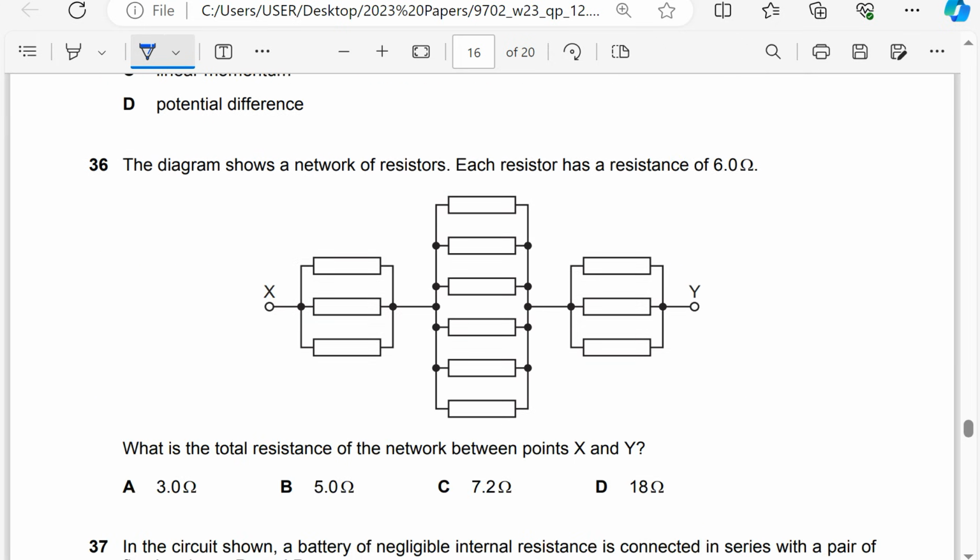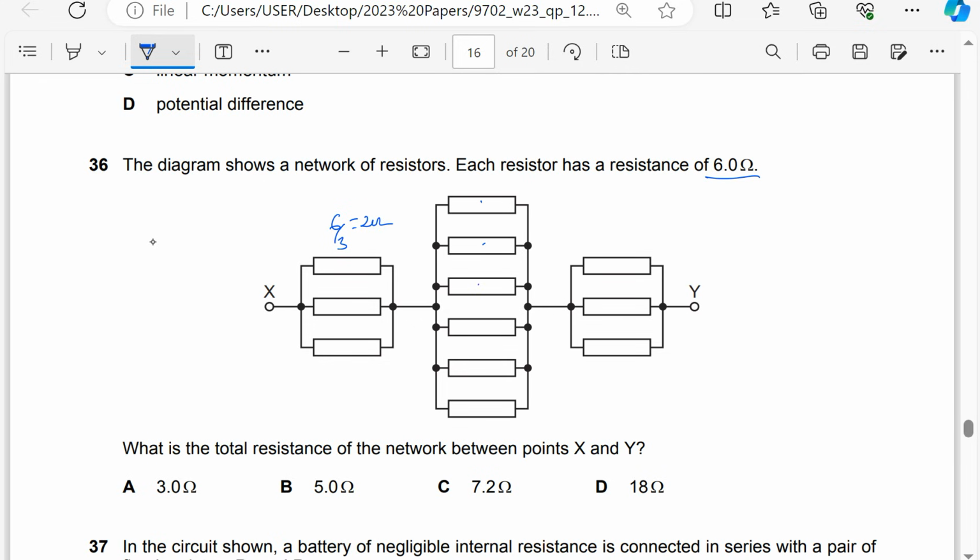The diagram shows a network of resistors. Each resistor has resistance 6 ohms. Remember, if resistors are identical and they are in parallel, total resistance is got by dividing the resistance of just one by the number of resistors. So these ones are 3 in parallel. So total resistance here is going to be 6 divided by 3, which is equal to 2 ohms.